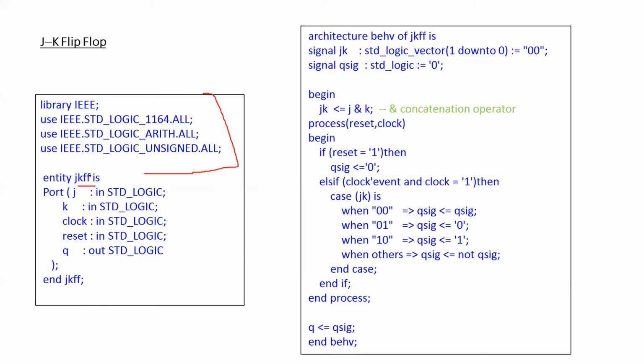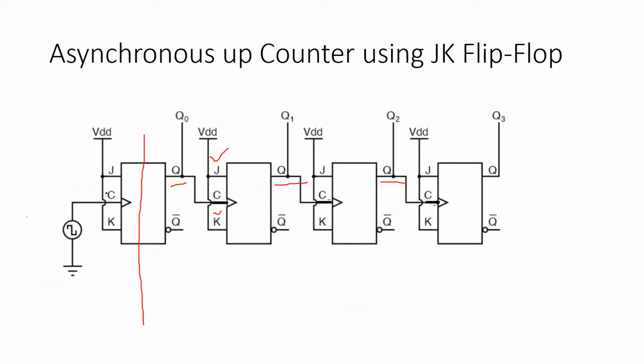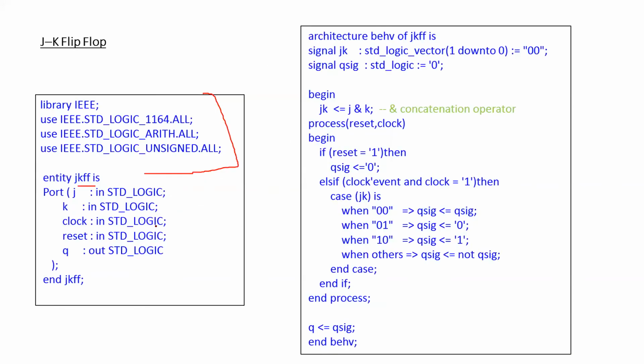So we have the name of the entity as JK flip flop, and in that particular JK flip flop, you can see we have J, K, and clock as input, Q and QR as output. So I have simply defined J, K, and clock as inputs of the flip flop, and reset and Q. Q is the output of the clock, and I have also used a reset function.